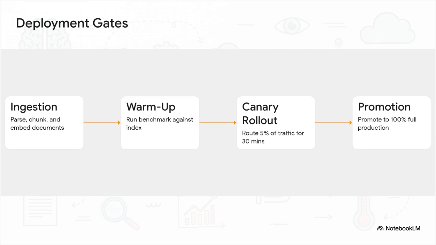Third, and please don't skip this, a canary rollout. You route just 5% of your production traffic to the new version for 30 minutes. You watch those custom telemetry signals we just talked about like a hawk, and if a service level objective breaches, boom, automated rollback, no manual intervention. Only after that 30-minute window clears do you move to step 4, full production promotion.